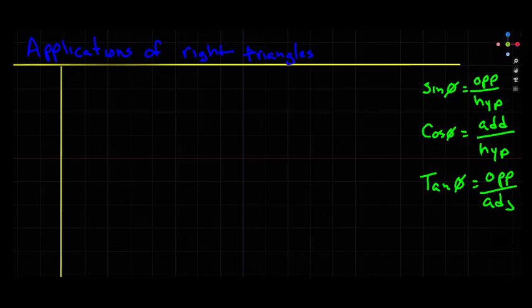And we can use this all the way through. What we're basically going to be looking for in all these problems is at least two things that we can use. Either we're going to have an angle and a side, or we're going to have two sides to figure out the angle. So let's get started.